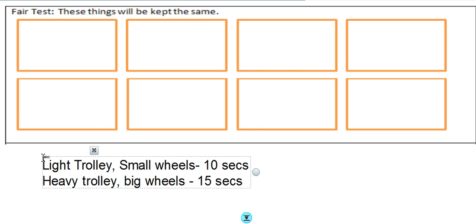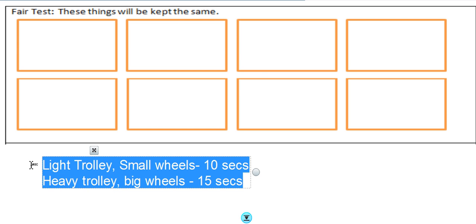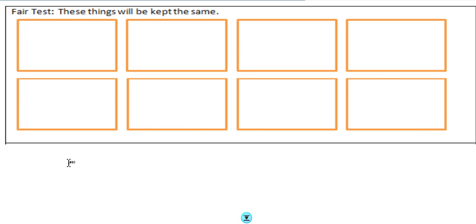If I had a light trolley with small wheels and a heavy trolley with the same wheels, and the heavy trolley took longer, then I'd know it was because it was heavier. Or if I had a light trolley with big wheels and a heavy trolley with big wheels, and the heavy trolley took longer, I'd know it was because it was heavy. But in this particular case, I've changed two things at once. I don't know what's affecting it. So in other words, I can only change one thing in an experiment. Everything else needs to be kept the same.